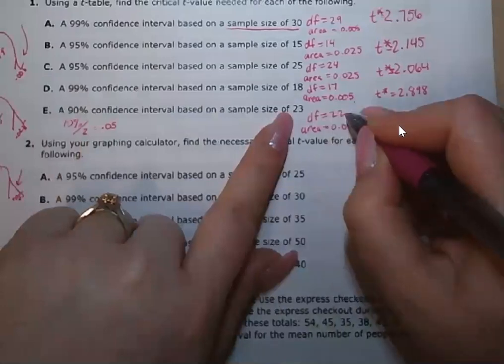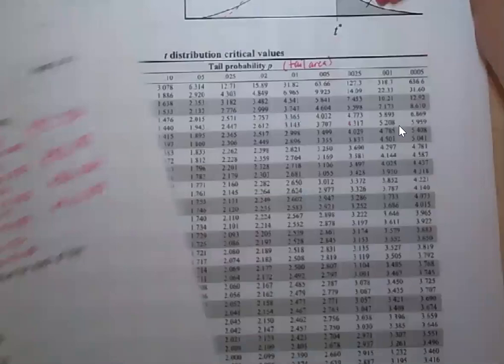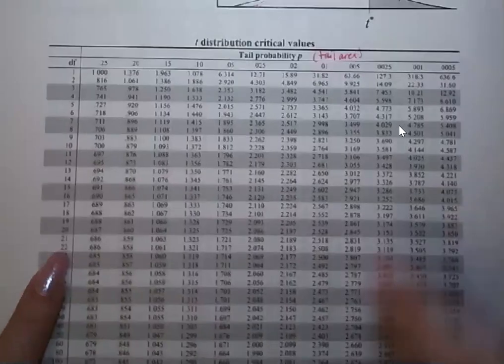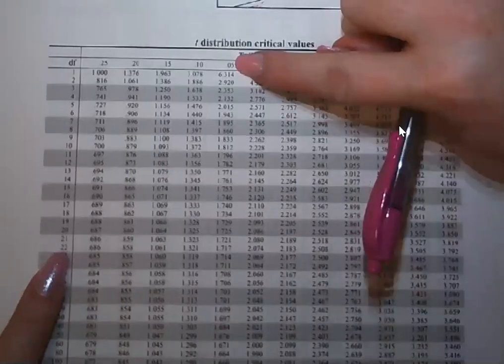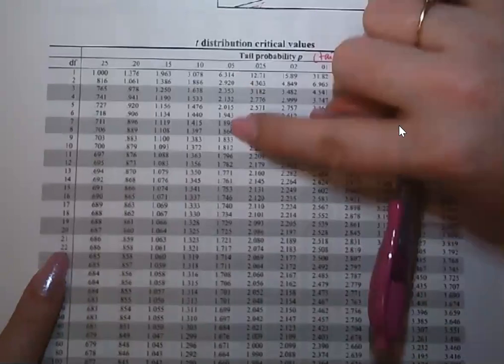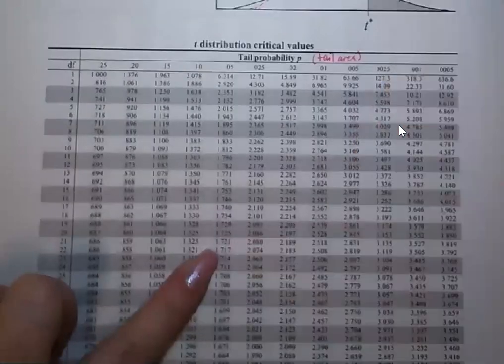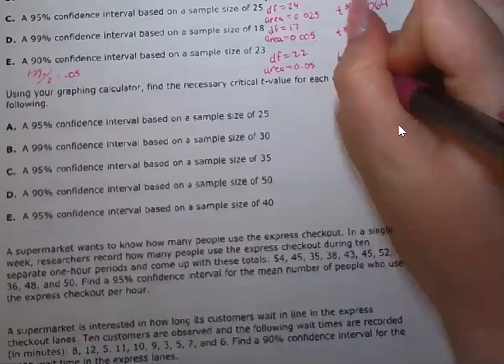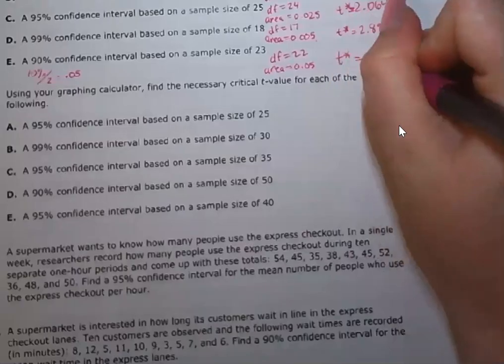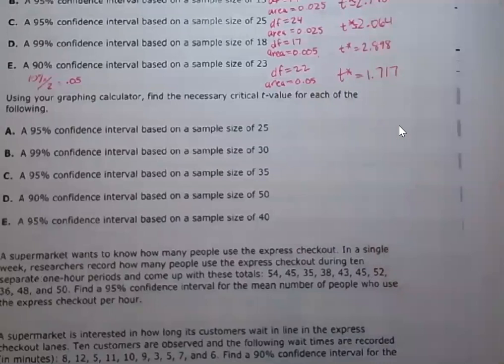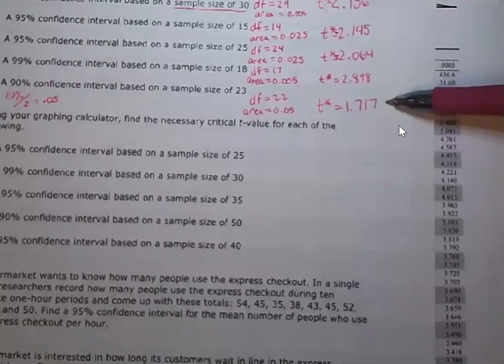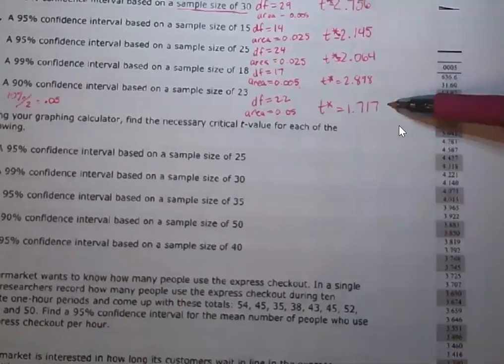So find our last critical t-value. Look up 22 and 0.05. Here is 22. Here is 0.05. And they meet here at 1.717. So there we go. There's our last critical t-value for a 90% confidence interval based on a sample of 23.